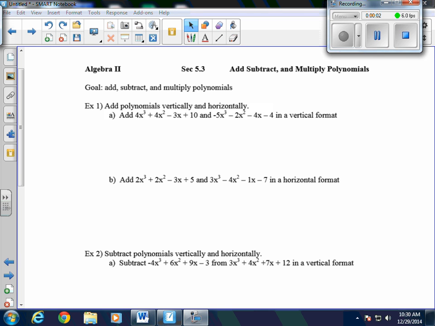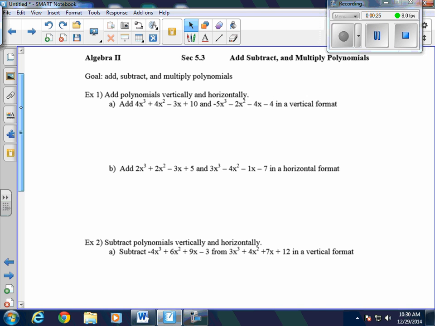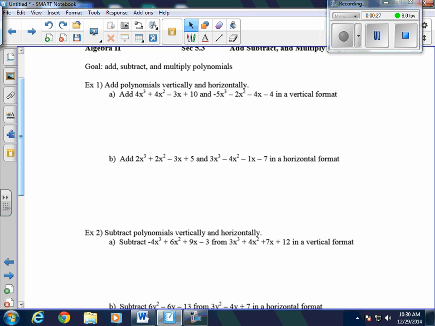Today we're going to be looking at section 5.3, which is on adding, subtracting, and multiplying polynomials. A lot of this we've talked about before with just foiling or adding like terms, but we're going to talk about polynomials in general today and some larger polynomials than we've talked about. We're going to do this in two different ways. Example one, we're going to add these polynomials vertically and horizontally.